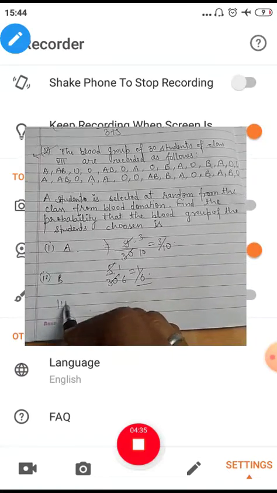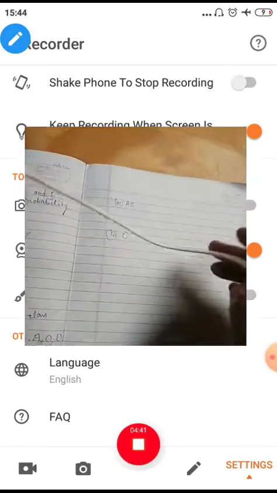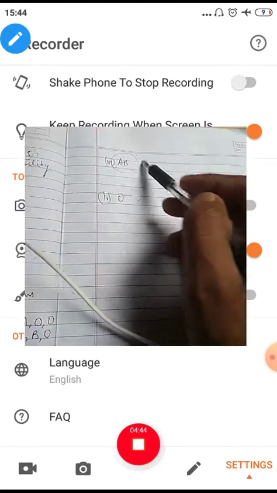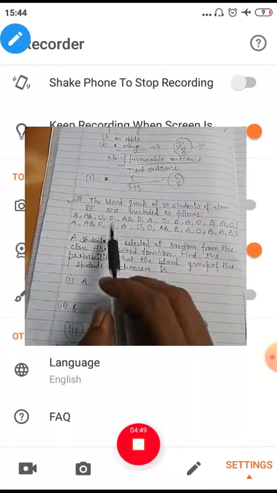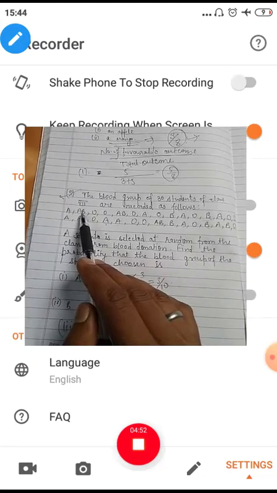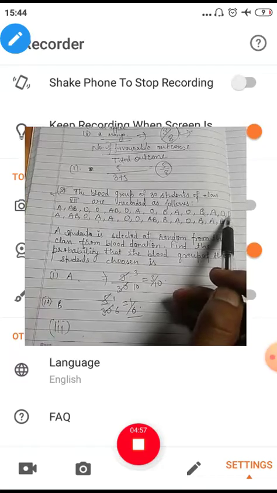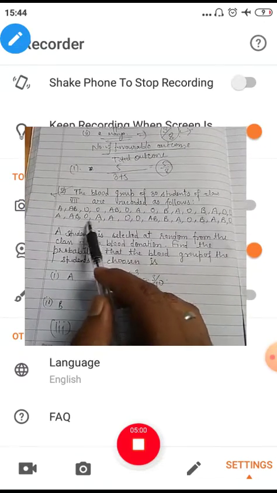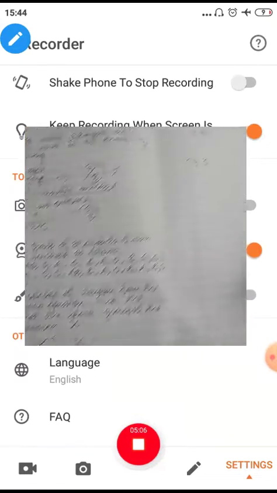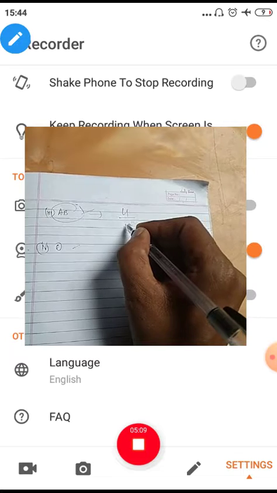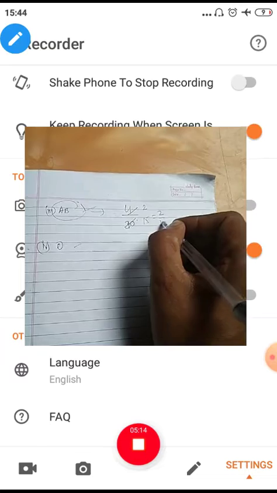For the third, to find the blood group, the number of students whose blood group is AB. Okay, count the students whose blood group is AB. 1, 2, 3, 4, okay, 4 upon 30. You can simplify: 2 upon 15, 2 upon 15.